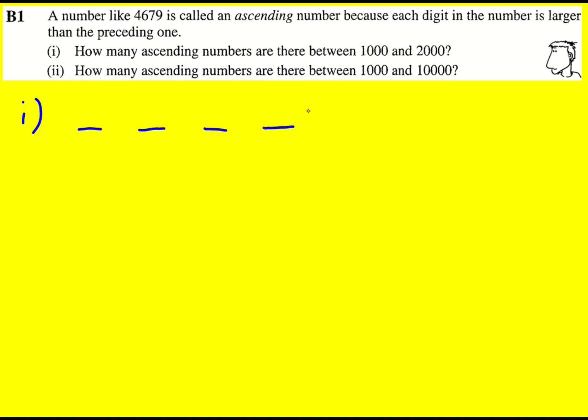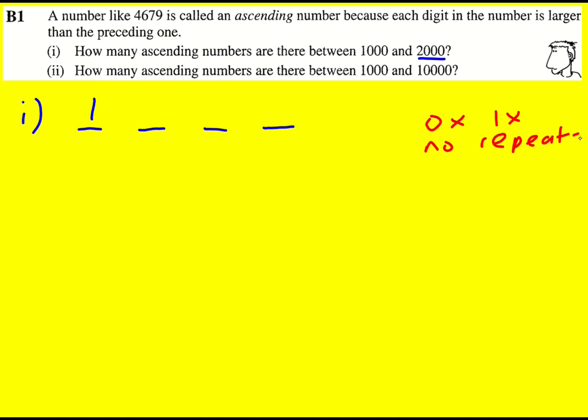We've got our 4 digits. Now we know the first digit must be a 1 for part 1, because 2000 is not an ascending number, so it's basically all the numbers from 1000 to 1999. Now clearly 0 cannot be in our number, and also 1 cannot be in our number again. It's already there as the first digit. So I can ignore these two, and there's not going to be any repeats either.